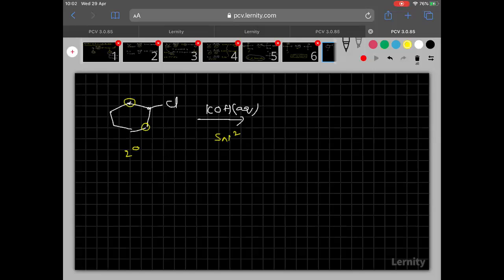SN2 mechanism. But in this one, there is no chiral center. So we can't show the inversion here, but we can simply write the product. We can write the product here, but we can't show inversion. Why? Because there is no chiral center here. Therefore, what is the name of this one? Cyclohexanol.